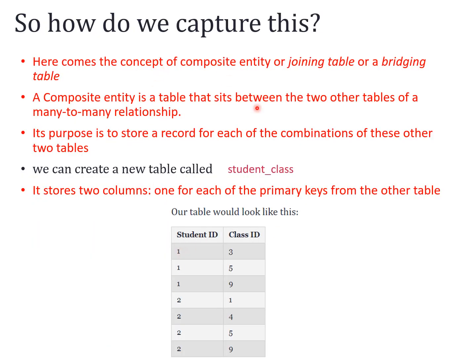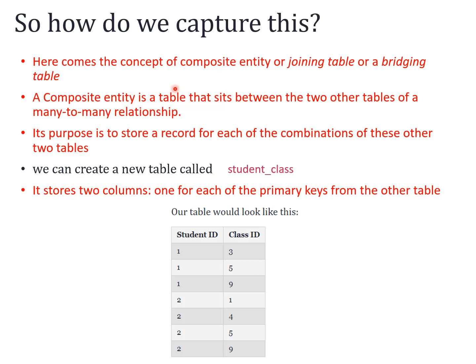So how can we deal with that? One common thing we do is use something called a composite entity. It is also called a joining table or a bridging table. If we have two different entities with a many-to-many relationship, in order to deal with that relationship we have certain steps to follow. The first thing is that we need to make a composite entity, a joining table or bridging table. The composite entity is the table which sits between the two different tables that have the many-to-many relationship, and we break that many-to-many relationship with the help of this composite entity.